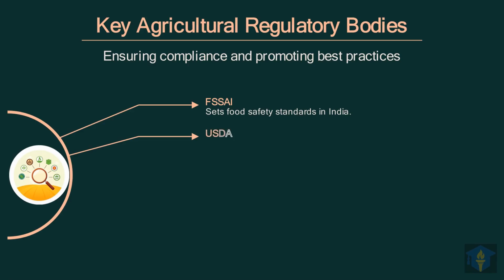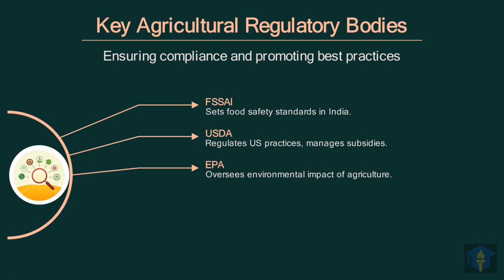The USDA plays a crucial role in the United States. It regulates agricultural practices and manages farm subsidy programs. The EPA focuses on environmental protection aspects. It oversees the environmental impact of agricultural activities and practices.